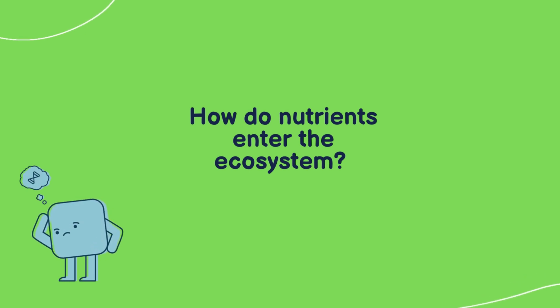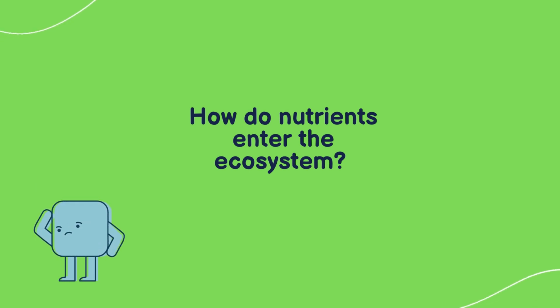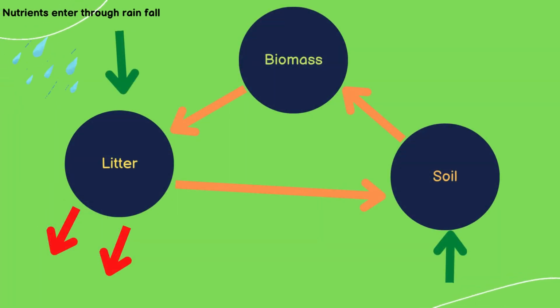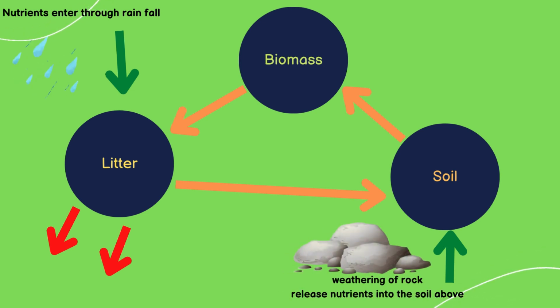So firstly, how is it that they enter the ecosystem? They often enter via 2 ways. Firstly, through rainfall, or secondly, the weathering of rock beneath the soil often can release nutrients into the soil above, and thus enter the ecosystem.